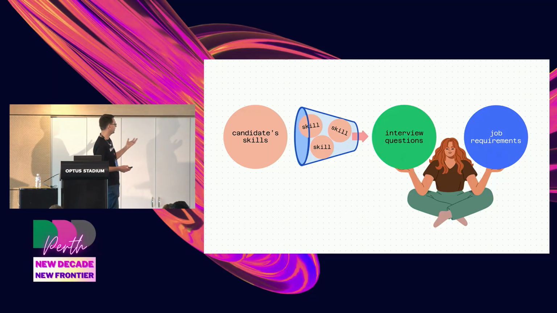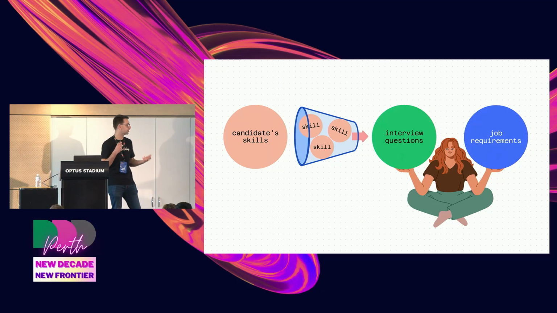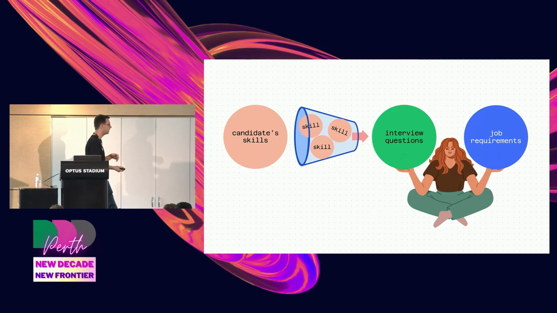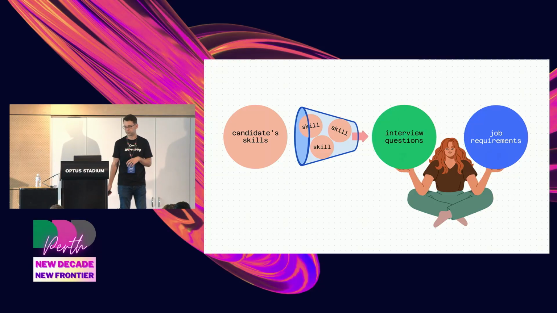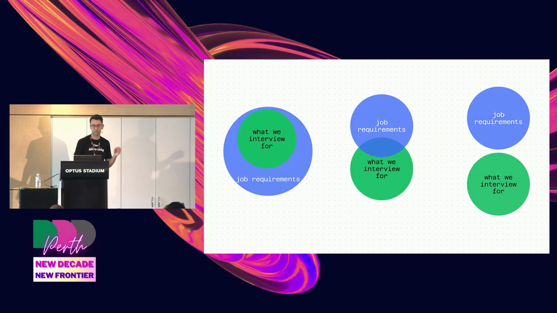We're taking the skills that the candidate has, we're passing them through the filter of an interview question, and then we're using the output of that to try and compare to what we think the job requirements are, and then make a hiring decision. And so it's critical that the interview question is a good representation for the position that we're hiring for. So on the left here, we've got an interview question that is a subset of the job requirements. This is a good question.